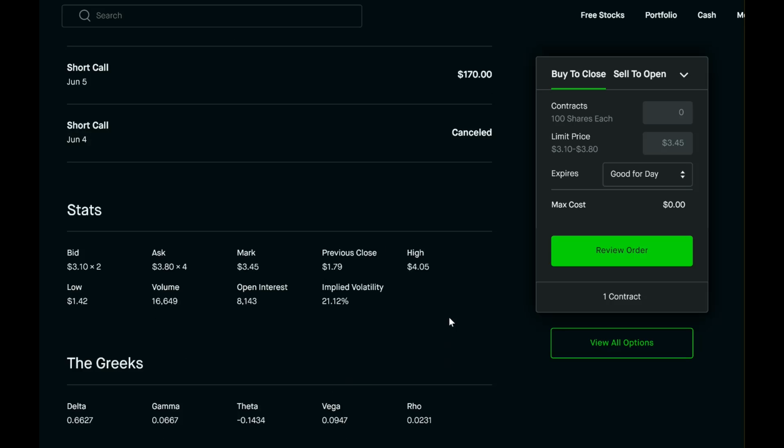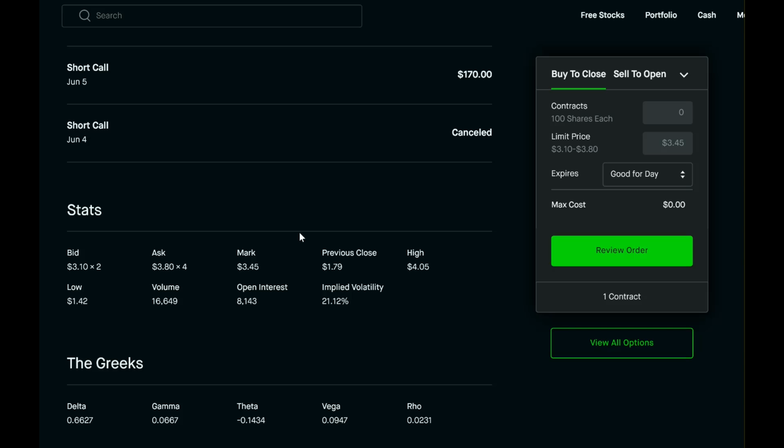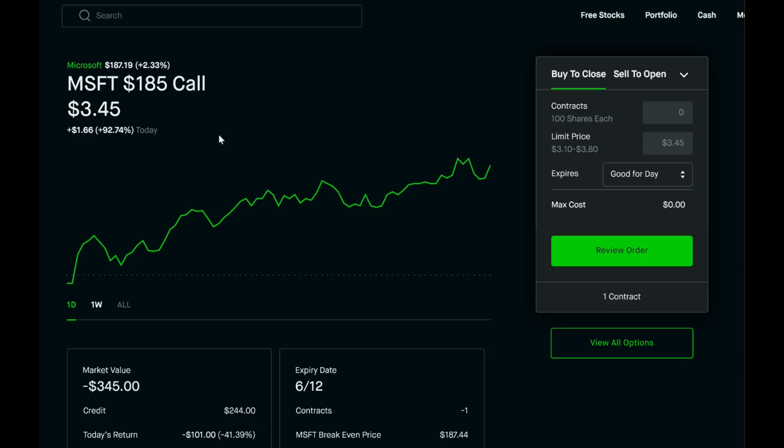So let's look at the classic explanation of a delta. Delta measures the impact of a change in the price of the underlying. So the key word there is underlying. The underlying stock is Microsoft at $187.19, and the price of this option is $3.45. Delta measures the change in option price when the underlying asset moves up by $1.